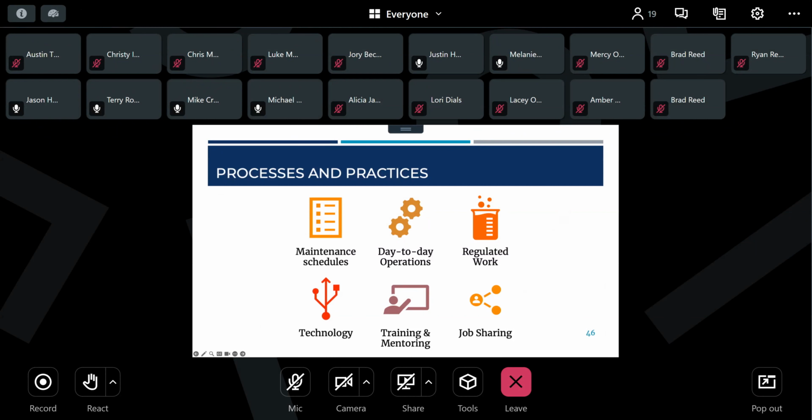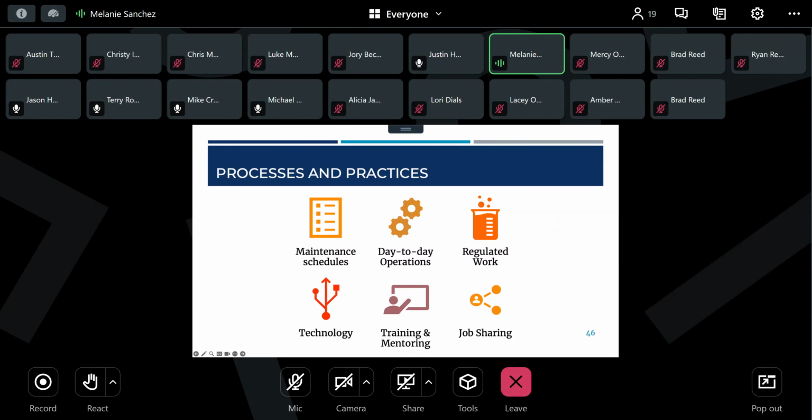Effective workforce development is a cornerstone, right? We want maintenance schedules, which are kind of the backbone of operations, regularly maintaining and updating these schedules. Day-to-day operations are obviously foundations of our work as well. Routine should be well documented, which allows for seamless handovers between team members, promoting some consistency and overlap within our organizations.